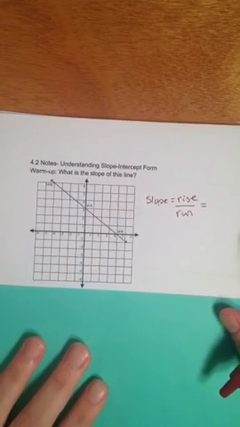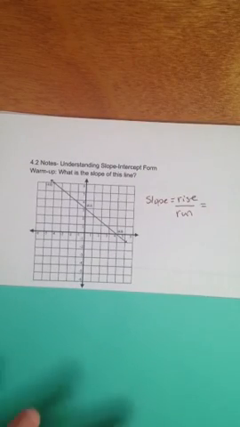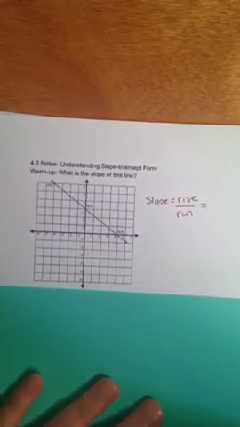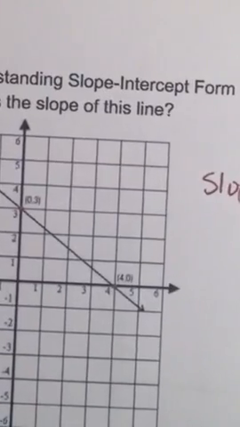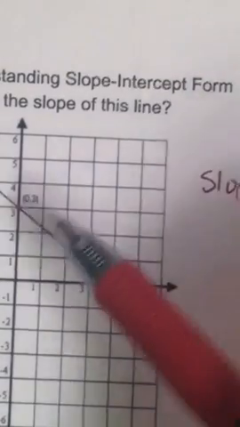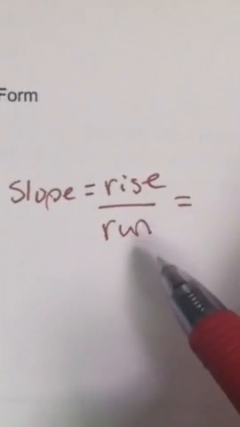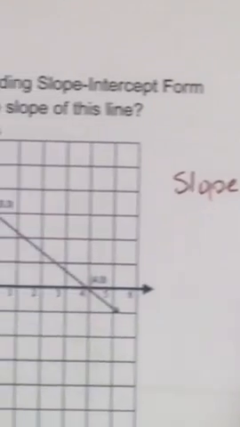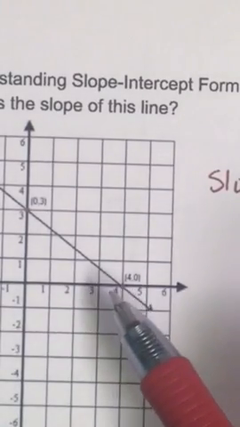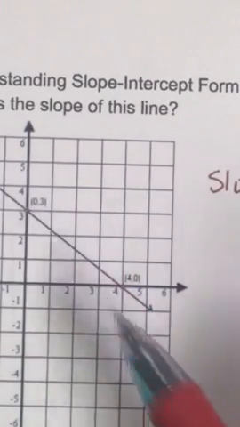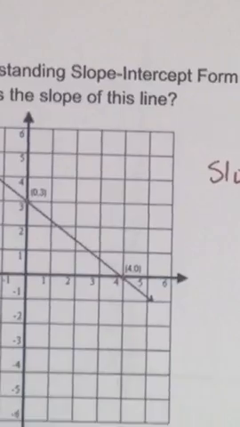So we have 4.2 notes, understanding slope intercept form, so your warm-up. First thing I want you to do is find the slope of this line. On your paper you can probably see it better, but you can do your little counts up, down. Remember, slope is rise over run. So this is the point (0, 0) and (0, 3), those are the 2 points you're looking at. That's the first question in your warm-up.